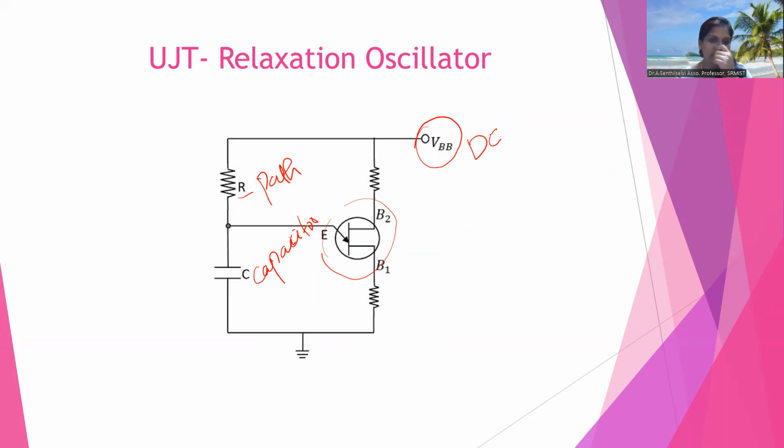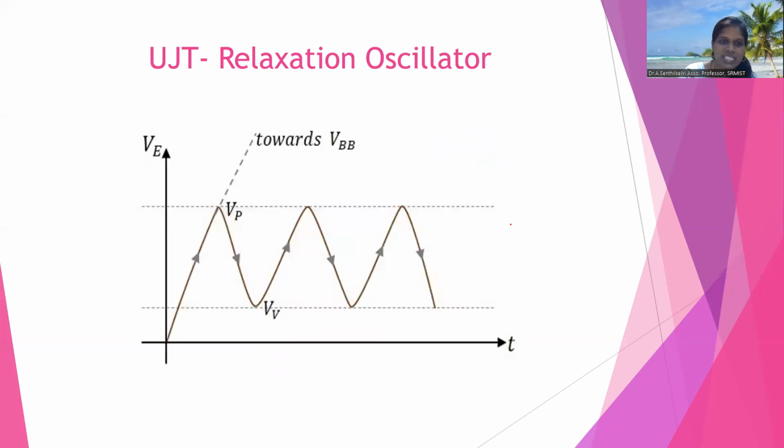Initially the capacitor has some charge value. After application of the VBB value, the capacitor is charging. It charges up to a particular VBB value. See the diagram, you will understand. This is called charging of the capacitor. It charges up to the VBB value. After reaching the VBB value, it is discharging.